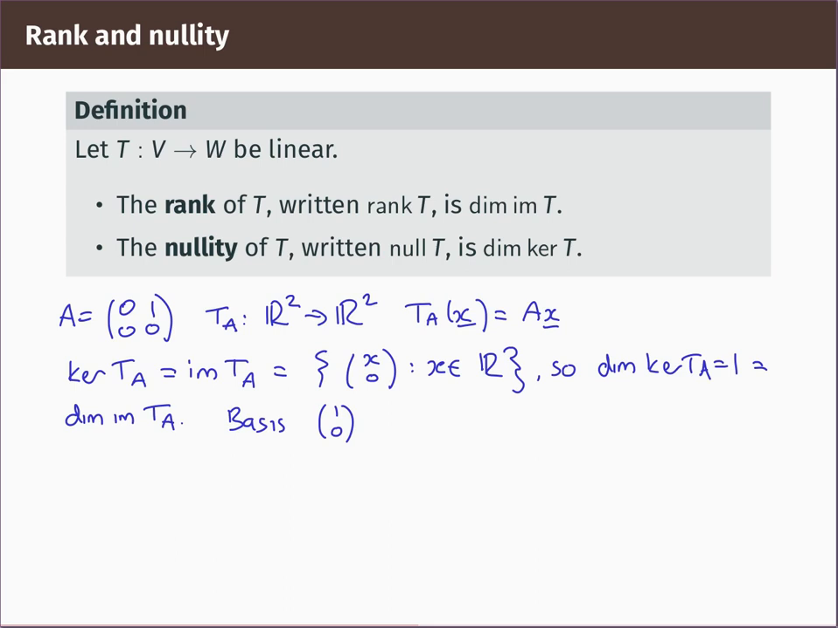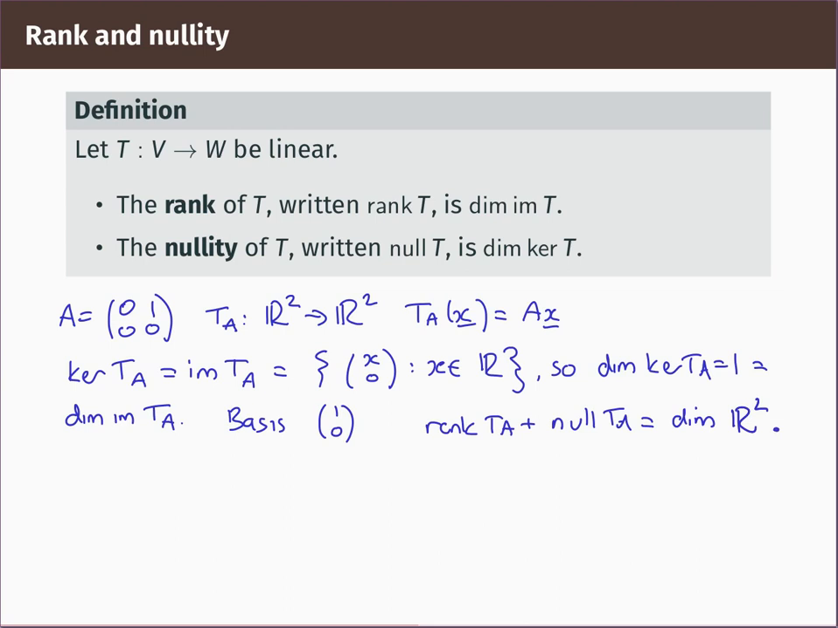The rank and the nullity of TA is equal to 1, and if we notice that the rank of TA plus the nullity of TA is equal to 2, which is the dimension of the domain R squared of TA.